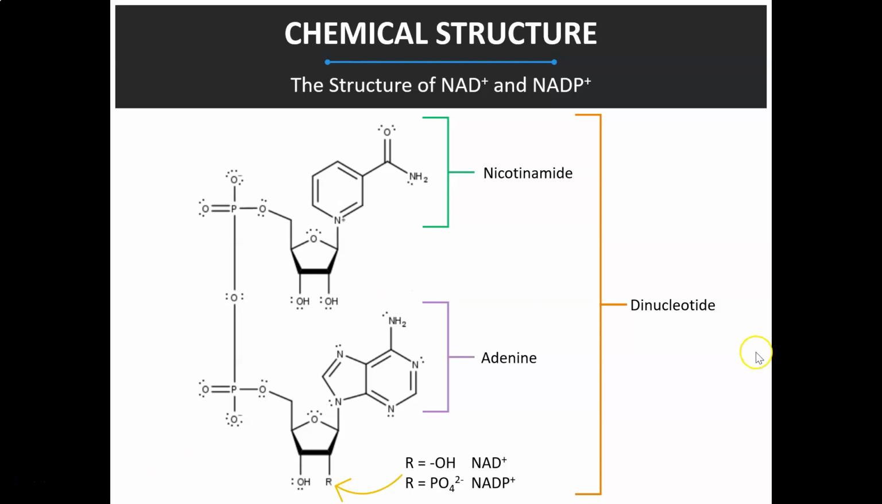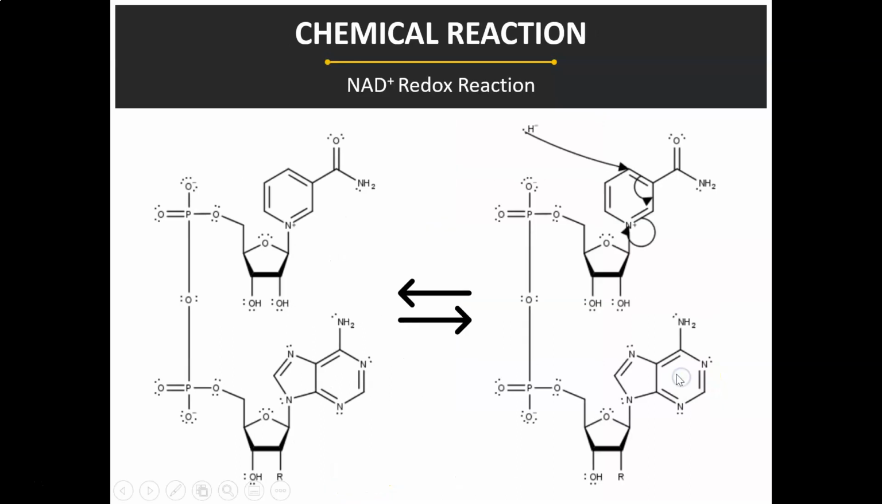Now for the actual reaction that occurs. The redox reaction deals only with the heterocycle of the nicotinamide shown here. The hydride ion is essentially added to this carbon here, and in doing so results in the introduction of 2 electrons to the cyclic structure.